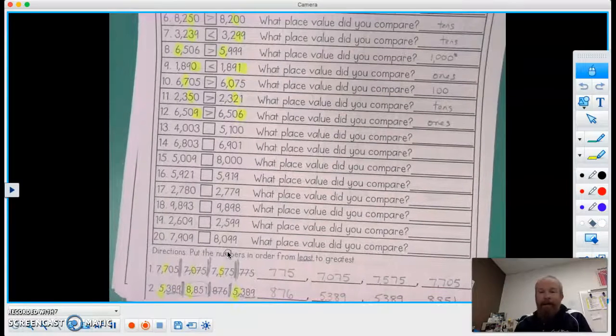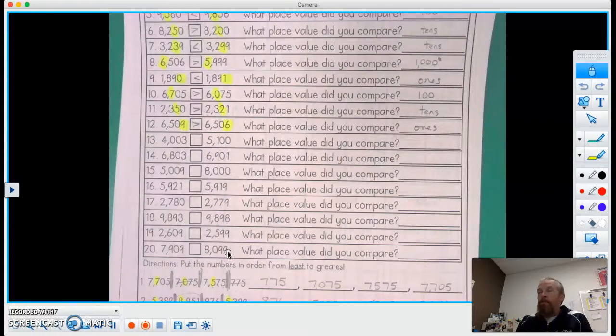All right, boys and girls, you can check those and see how you did. I think you're going to do great on that if you just keep looking at the first number that's different, starting left to right. Okay?